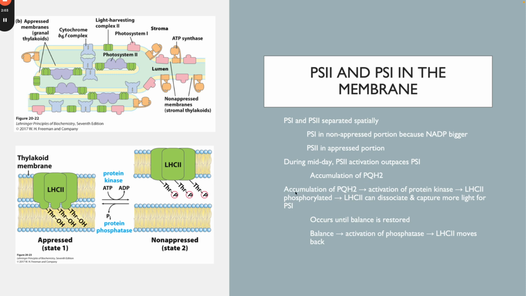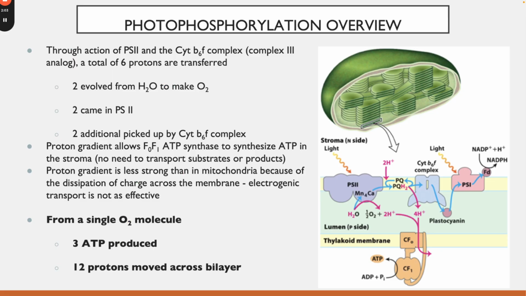And yeah, you guys should definitely memorize this cascade. Basically what I just said: accumulation of PQH2 leads to activation of these protein kinases. They phosphorylate the light harvesting complexes, which allows the light harvesting complexes to migrate towards photosystem 1 and increase the activation. So it's almost like this fine balance of activity. And then once there's a balance, or when it turns nighttime, we basically activate the phosphatases and they dephosphorylate it.